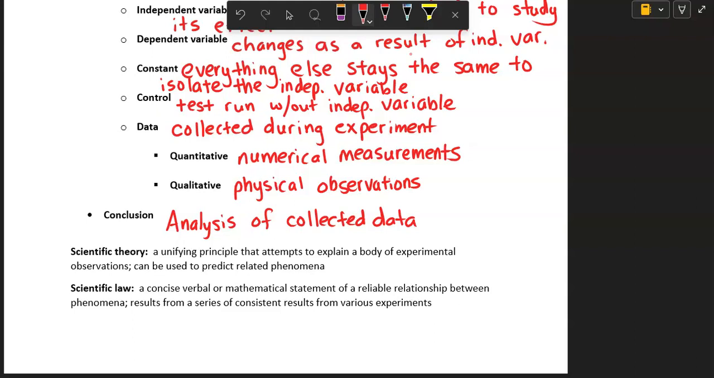So we will pick up in the next video and talk about some state of matter stuff.